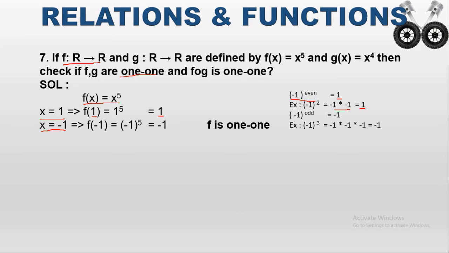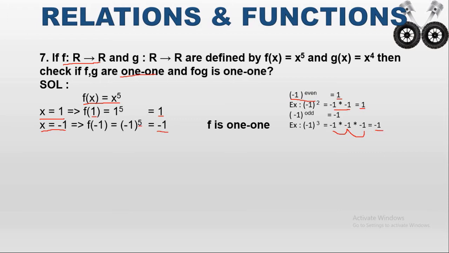Next one is minus 1 whole to the power of odd. Odd means it will be 3, 5, 7, 9, 11, 13, like that. So if minus 1 whole to the power of an odd number, then the answer is minus 1. For example, minus 1 whole to the power of 3. It can be written as minus 1 into minus 1 into minus 1. Minus into minus will become plus, so plus 1. Plus into minus will become minus 1. So the answer is minus 1. So here you have to use the formula minus 1 whole to the power of an odd number, because 5 is an odd number. So the answer is minus 1.